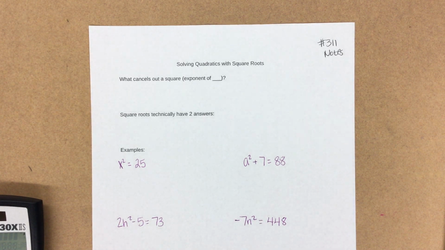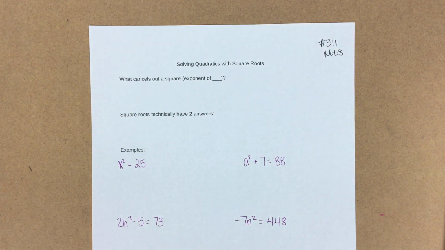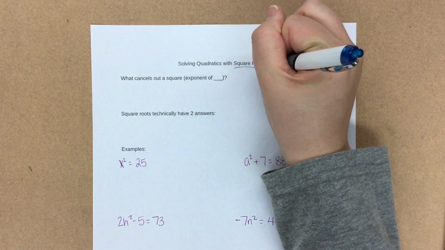Now, there's quite a few different ways to solve quadratic equations for x, and each method is best used on different types of equations. So we are going to start with the most basic ones, where there's just an x squared term, or basically there's no plain x term. So we are going to start by solving them with square roots.